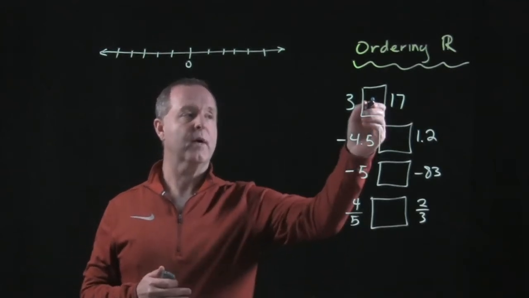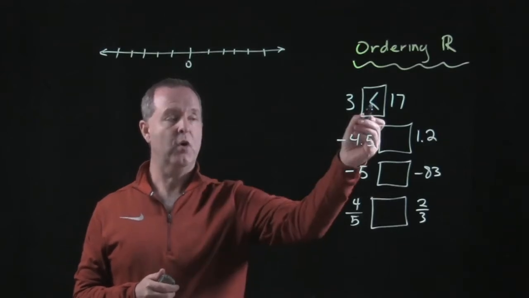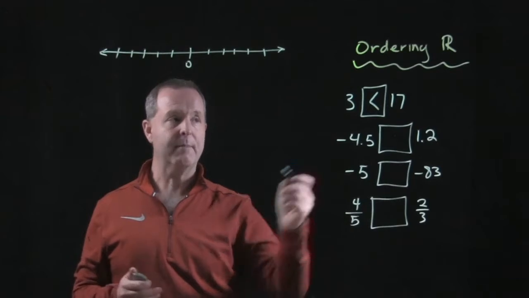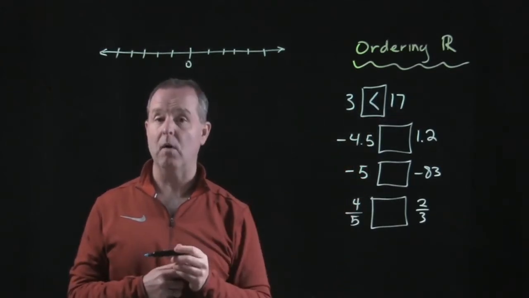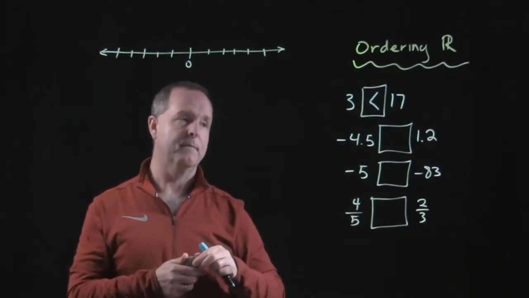Well, 17 is greater. So I'm going to use this little inequality sign to show me that 17 is greater than 3. Now, how we can think about this, the point of this inequality sign points to the smaller number, or the opening eats the bigger number.